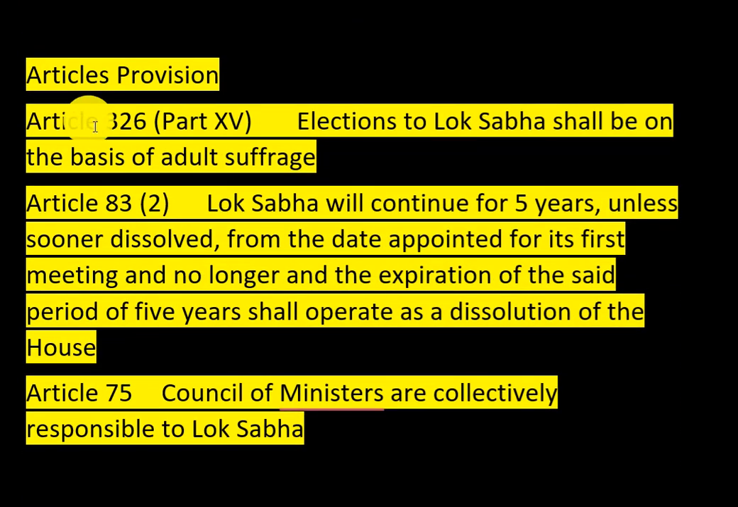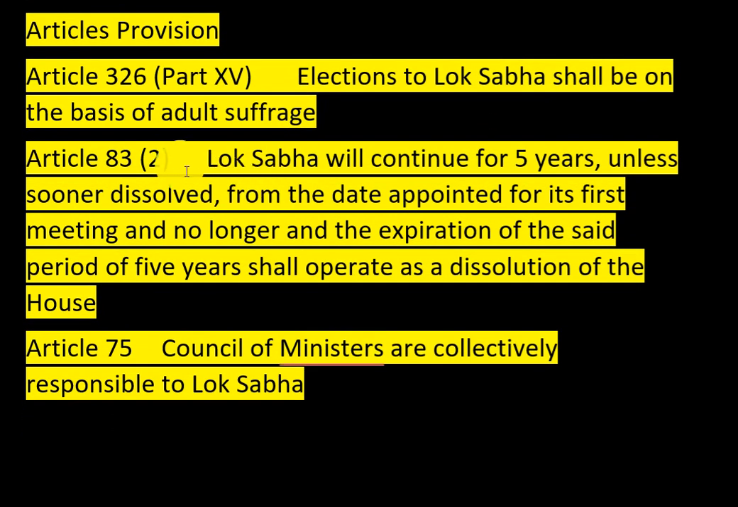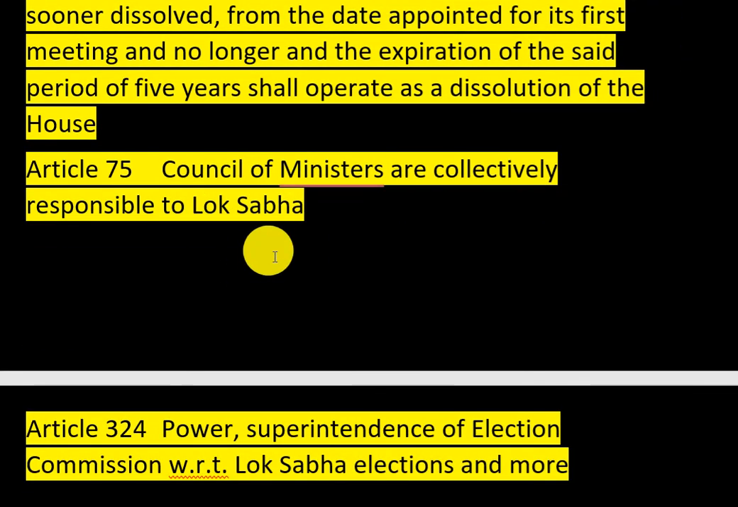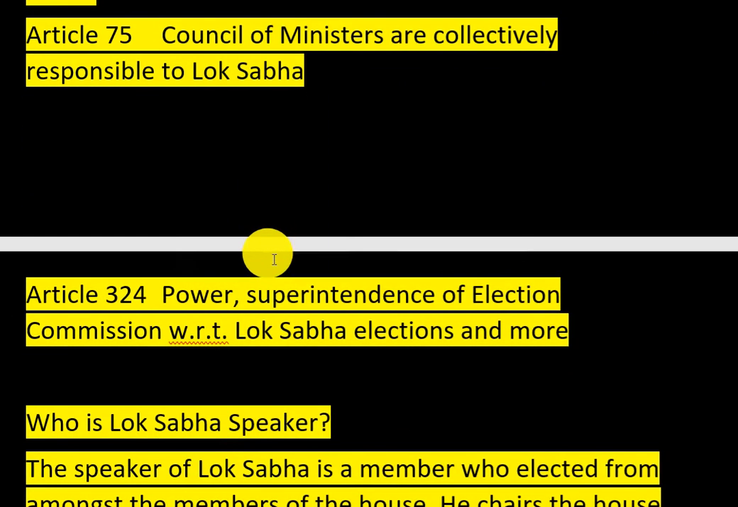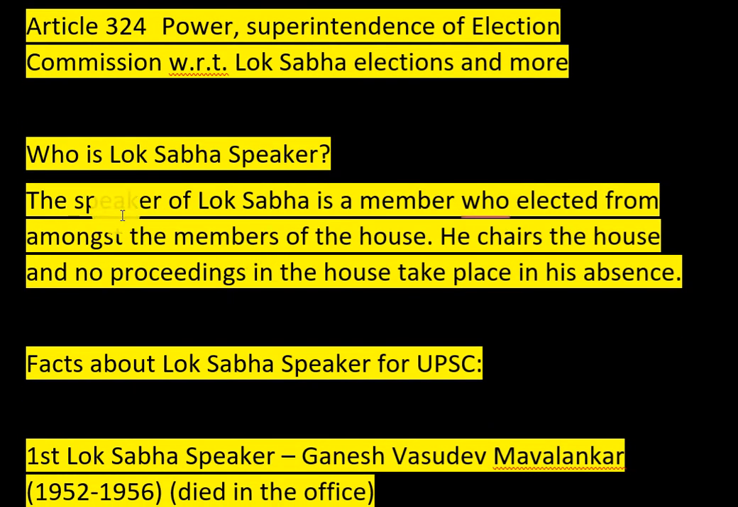Articles and provisions. Article 326: elections to Lok Sabha shall be on the basis of adult franchise. Article 83: Lok Sabha will continue for 5 years unless sooner dissolved, from the date appointed for the first meeting and no longer, and the expiration of the said period of 5 years shall operate as a dissolution of the House. Article 75: Council of Ministers collectively responsible to the Lok Sabha. Article 324: power of superintendence of Election Commission, Lok Sabha elections and more.